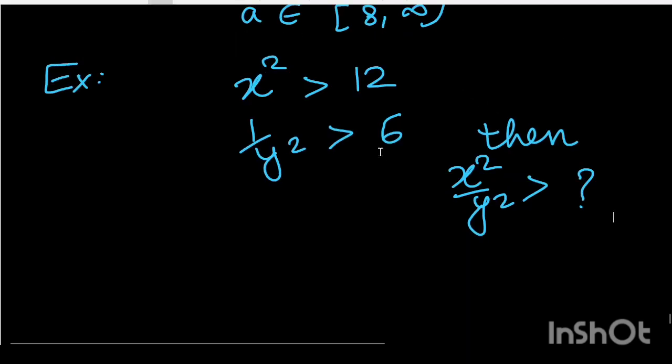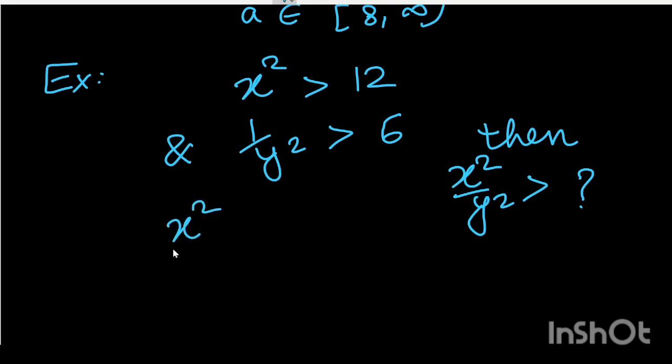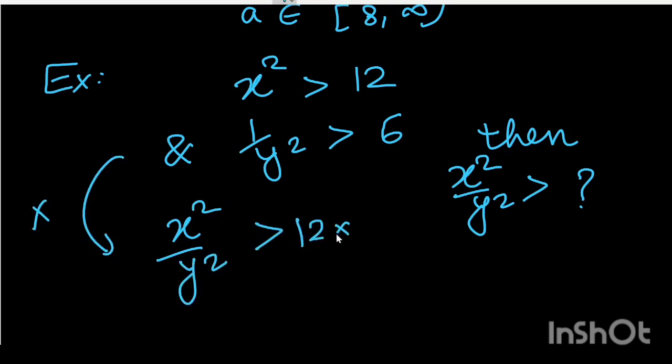So guys, if x square is greater than 12 and 1 by y square is greater than 6, then x square by y square is greater than what? Since both the inequalities have positive numbers involved, we can multiply the two inequalities. x square by y square is greater than 12 into 6. So x square by y square is greater than 72. So the answer is 72.